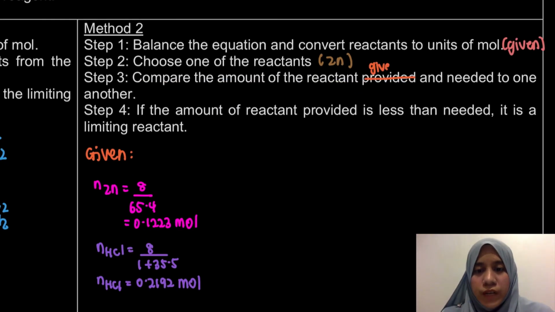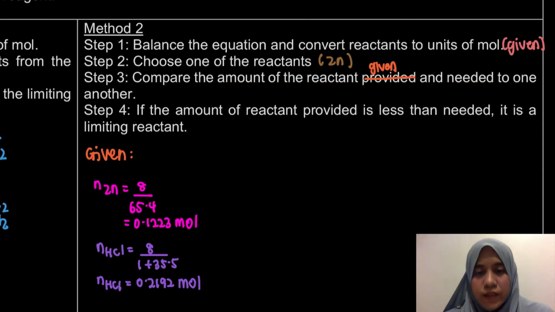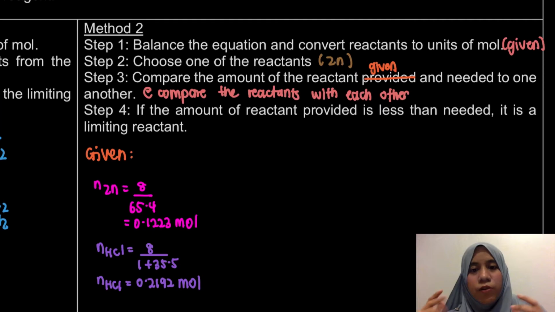Compare the amount of reactant provided. Provided ni betul kan? Miss nak guna given lah. Nak provided pun boleh tak? And needed to one another. Okay, so actually how we gonna do it? Okay, ataupun tolong simplifykan sebenarnya. We gonna compare. Sebenarnya tadi kita compare reactant dengan produk kan. Kalau case ni kita akan compare the reactants with each other. Zinc dan HCl ni kita akan compare.